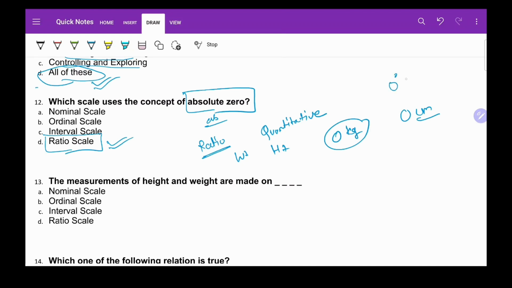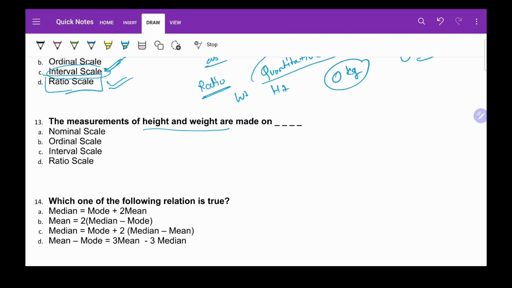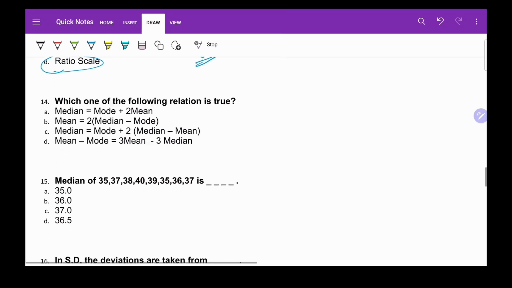In a similar way, as we know, 0 degree Celsius is some temperature which is present. So this comes under interval scale. Interval scale is also about quantitative data, measurable data, but where 0 is possessing some value. Okay, so it comes under interval scale. So here is the example: the measurement of height and weight are made on ratio scale, since they both possess absolute zero value.